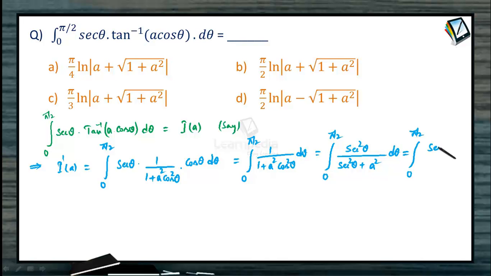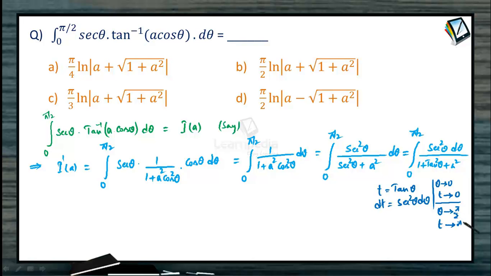0 to pi by 2 secant square theta d theta by the denominator secant square theta, we will express this as 1 plus tan square theta plus a square. Now this integral can be easily calculated when we put t as tan theta, then dt becomes secant square theta d theta. Not only this, as theta tends to 0, even t tends to 0, and as theta tends to pi by 2, the value of t tends to infinity, tan 90. So how does the new integral value change to? This is integral 0 to infinity dt by 1 plus a square as a constant plus t square.